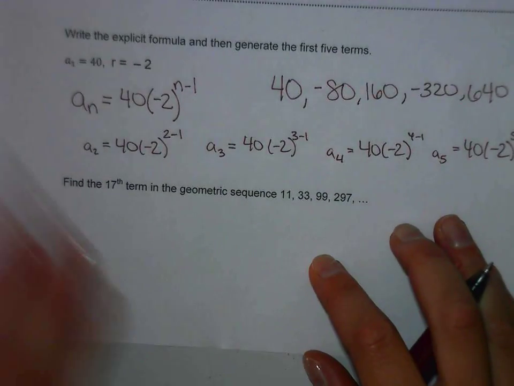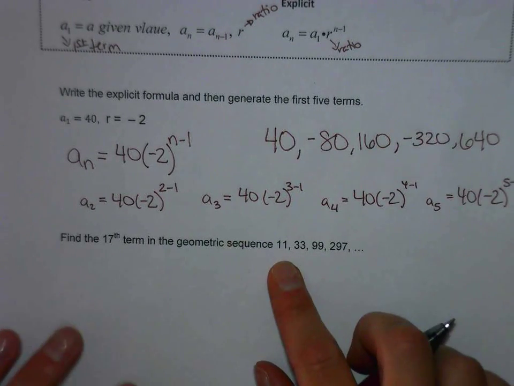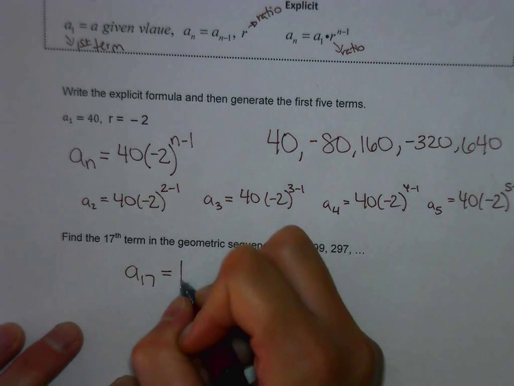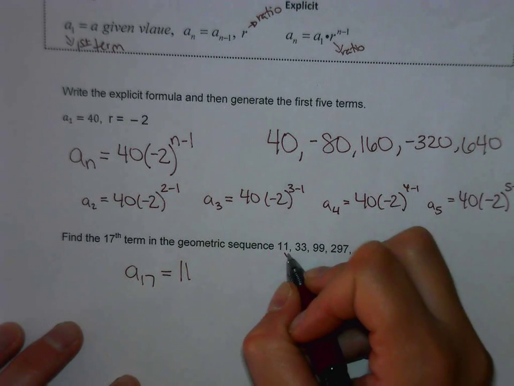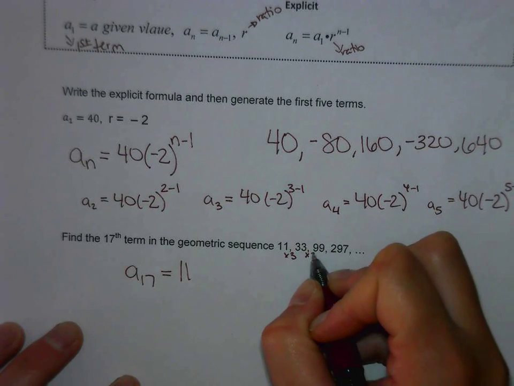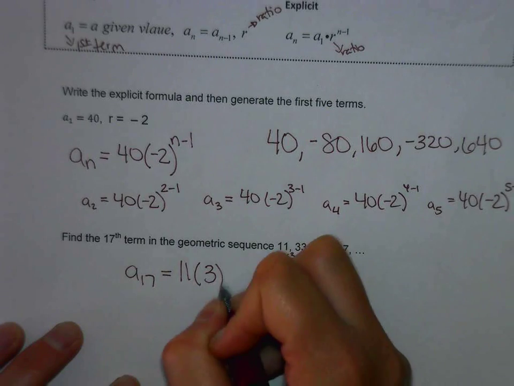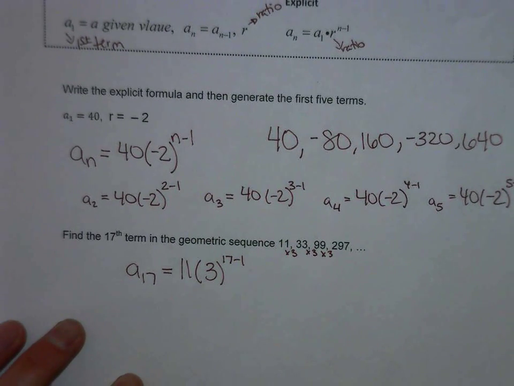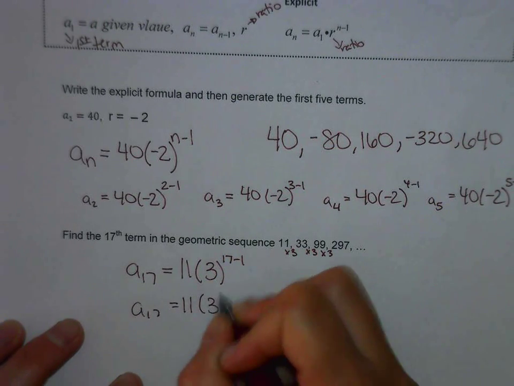So let's find the 17th term of this geometric sequence. If I want to find the 17th term, my first term is 11. To go from 11 to 33, we're multiplying by 3. And 33 times 3 is 99. So our ratio is 3. We want to find the 17th term, so it's 17 minus 1. So our 17th term is going to equal 11 times 3 to the 16th power.